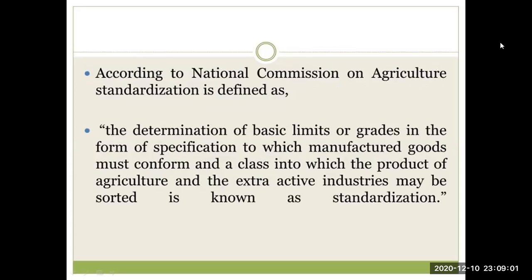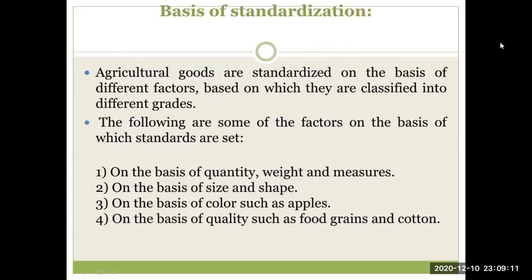So this standardization is necessary for each and every product, not only in groceries, but at each and every level of product. The basic needs of standardization are quality, quantity, weight, and measures. On the basis of size and shape, colors such as apples, likewise. On the basis of quantity, such as food grains and cottons. These are the factors: quality, size, weight, measures, shapes, and colors can be identified.